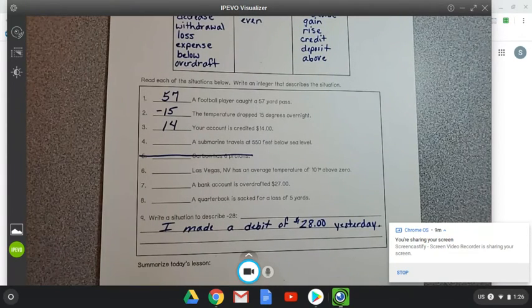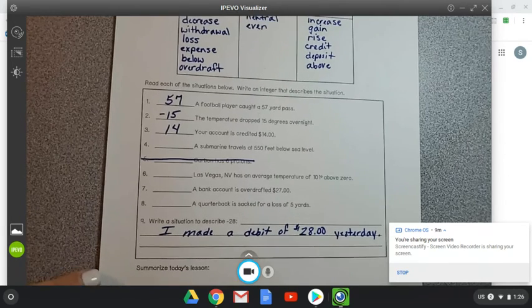So I made a debit of $28 out of my bank account yesterday. Okay, that is it. You will be writing a situation that describes negative 28 on the ed puzzle, and then summarizing today's lesson in just a couple sentences or two today.